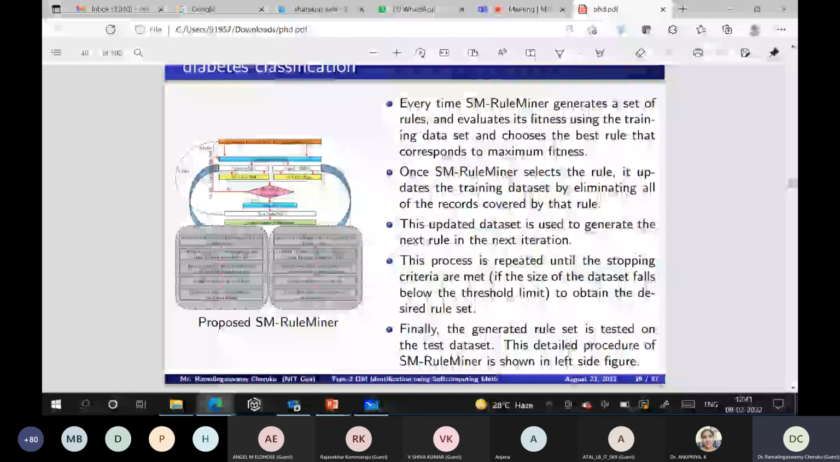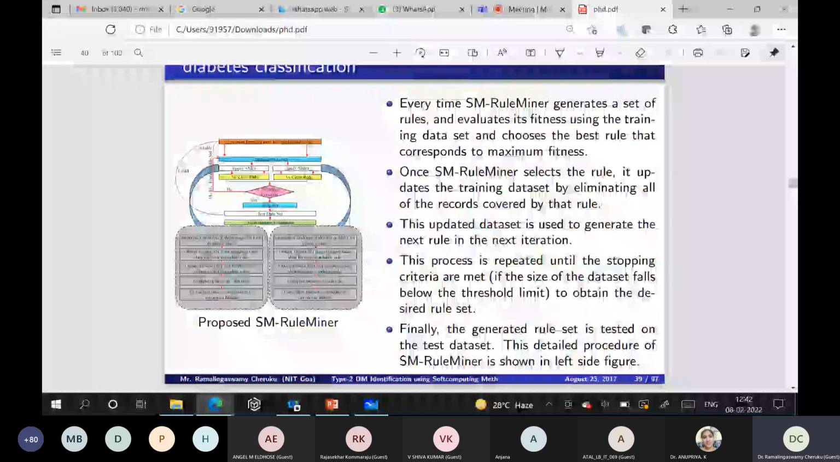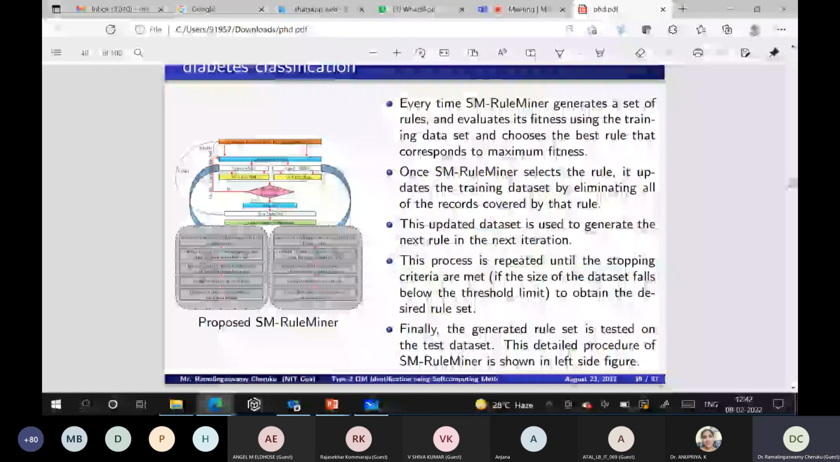Once the SM rule miner selects the rule, it updates the training data set by eliminating all of the records covered by that rule. This updated data is used to generate the next rule in the next iteration. So this is how the rule generation process takes place. This process is repeated until we reach some stopping criteria.